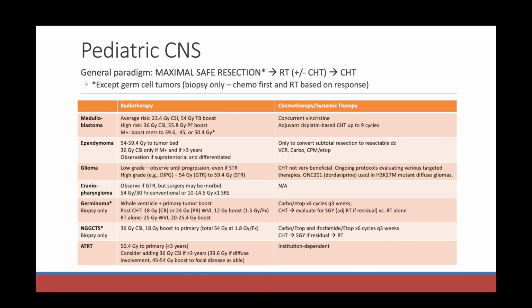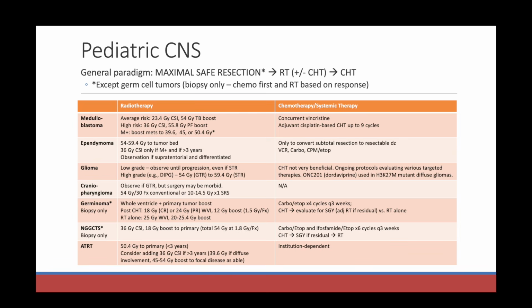With medulloblastoma, once you have that dosing under control, the systemic therapy is concurrent vincristine, and then they get adjuvant cisplatin-based chemo up to 9 cycles. Ependymoma is different than medulloblastoma because we don't do CSI routinely. We only do CSI if they have metastases to the spine. And then the dose is 54 to 59.4 gray to the tumor bed. And the chemotherapy is a little more controversial with ependymoma as well, but it sometimes can be used to convert patients that had a subtotal resection to having a more extensive resection.